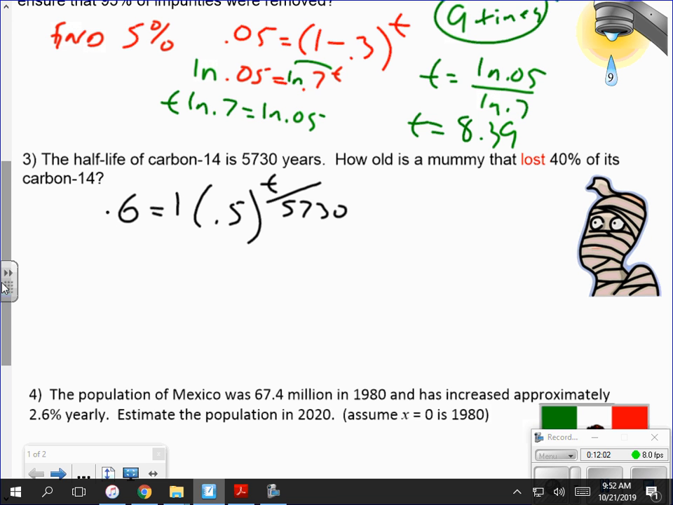So solve for t. The 1 I can just ignore, it doesn't mean anything. So what do I do now? I have 0.6 equals 0.5 to some power. I take the natural log of both sides. Bring the power down out in front. So I get t over 5,730 times the natural log of 0.5 is equal to the natural log of 0.6.